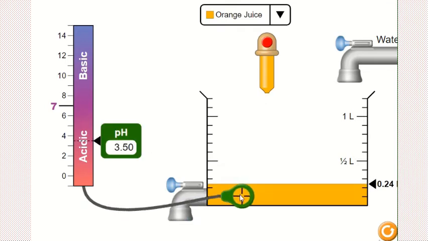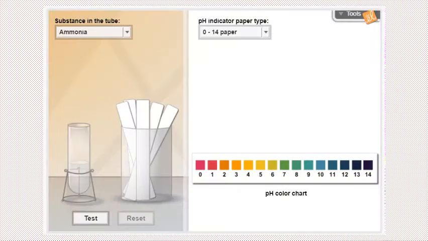Orange juice has a pH equal to 3.5, so less than 7. These are acidic solutions. Here is another interactive activity to identify the type of a solution, whether it is acidic, basic, or neutral.